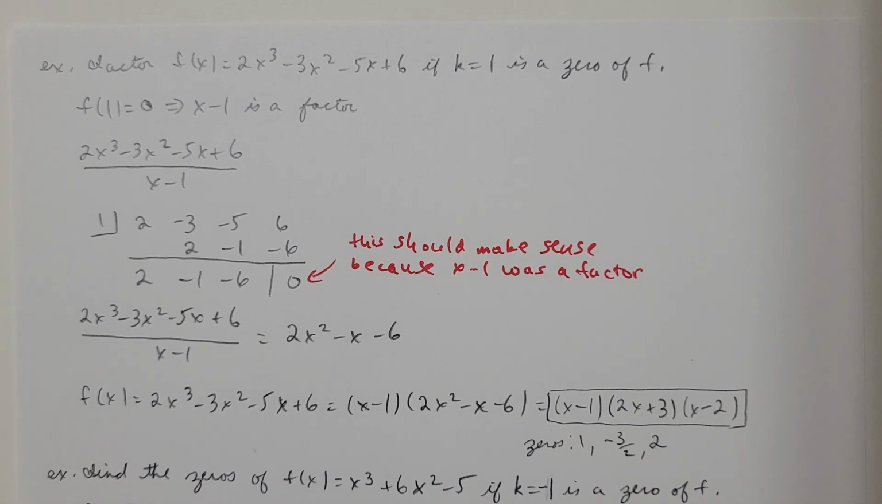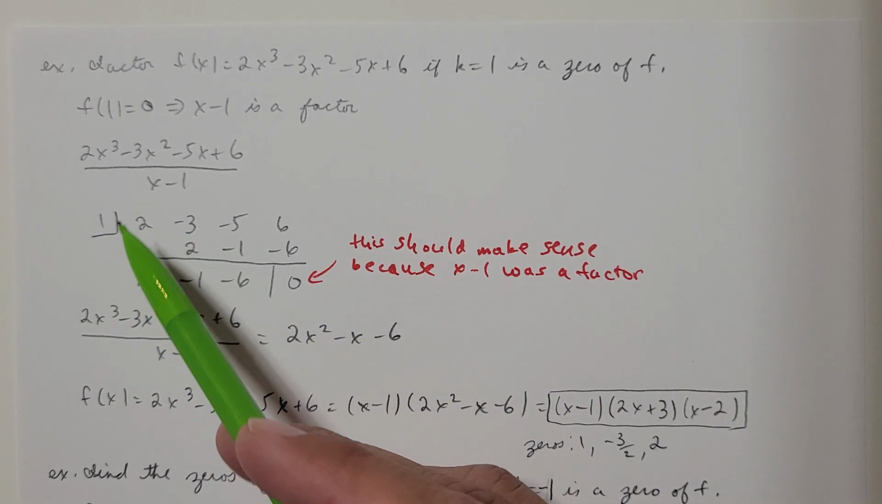Okay, now I'm all set up to begin synthetically dividing. So I'm going to bring the 2 down. 2 times 1 is 2.